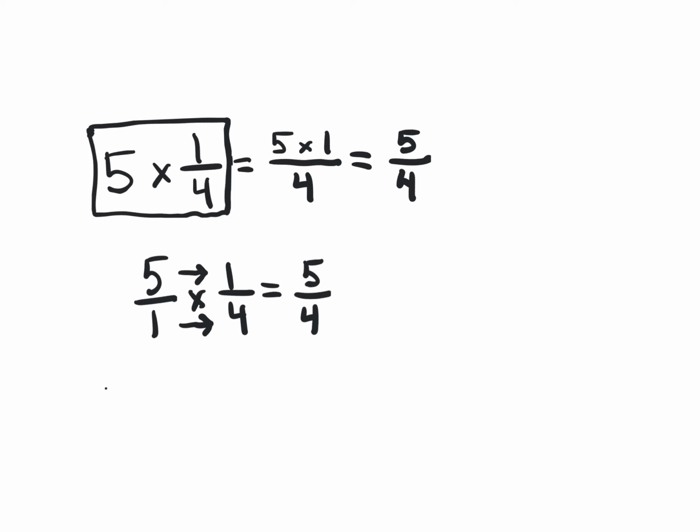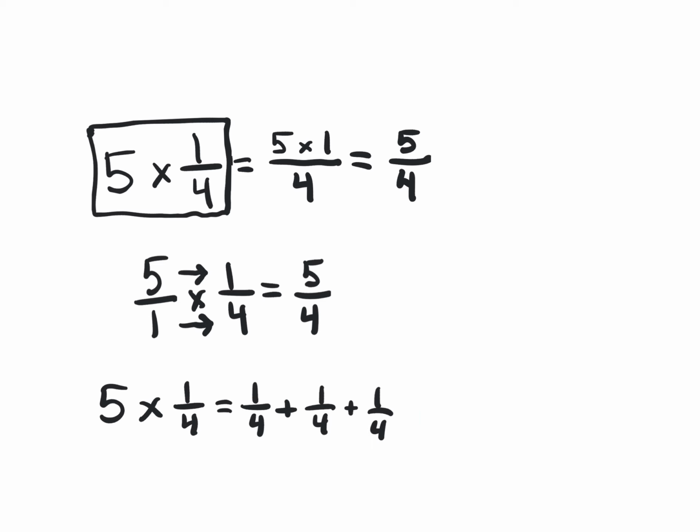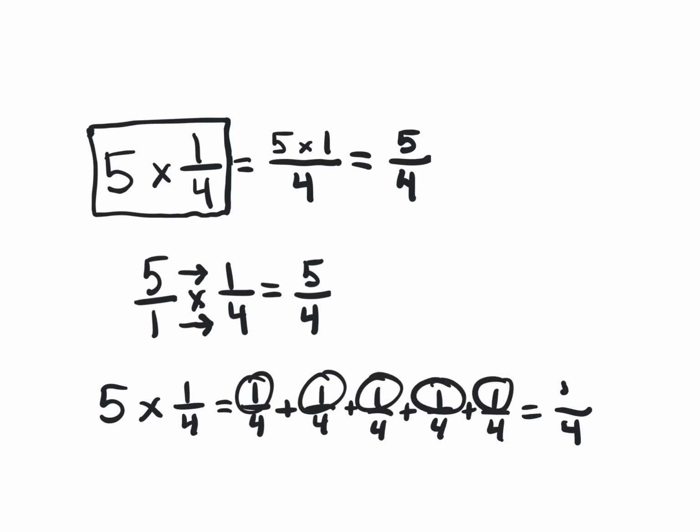And the final way to think of 5 times 1/4 is repeated addition. So this means we have 5 1/4s: 1, 2, 3, 4, 5. Now when we add fractions, we keep the denominator the same, which would still be 4, and we add all the numerators. So we have 1, 2, 3, 4, 5, and we get 5/4.